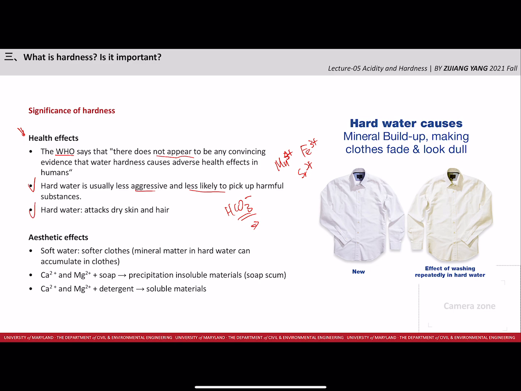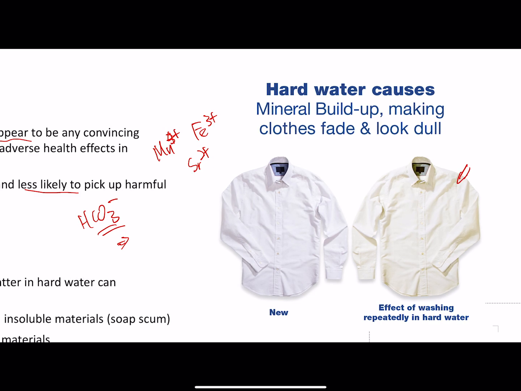And hard water can also attack dry skins and hairs, because the calcium or the magnesium can have some chemical reactions with the oil in our skin or our hair. It also has some aesthetic effect. Like we know for the soft water, it is better for our clothes. So this is the new clothes, but if we wash the clothes using the hard water very often, the clothes will become yellow or brown, which is not good. But if you tell me this is a new clothes, I would believe, because some new clothes have this color.